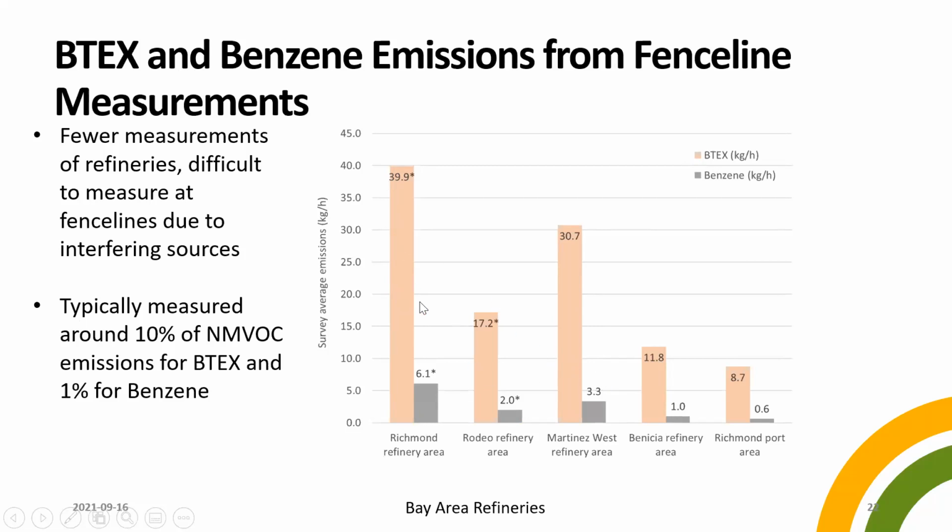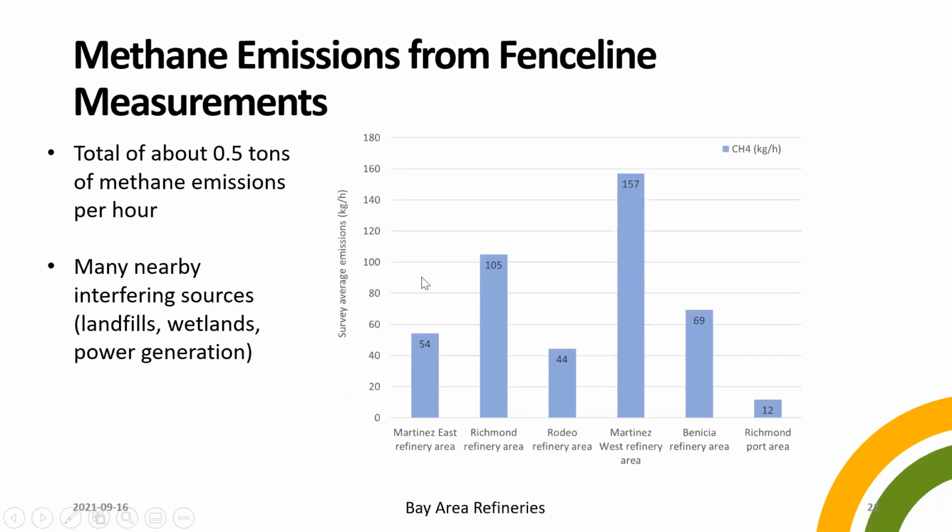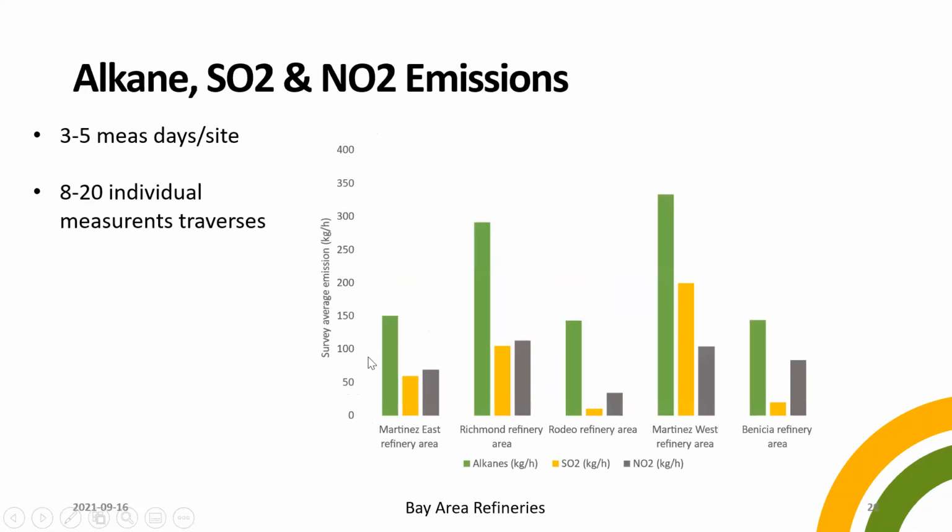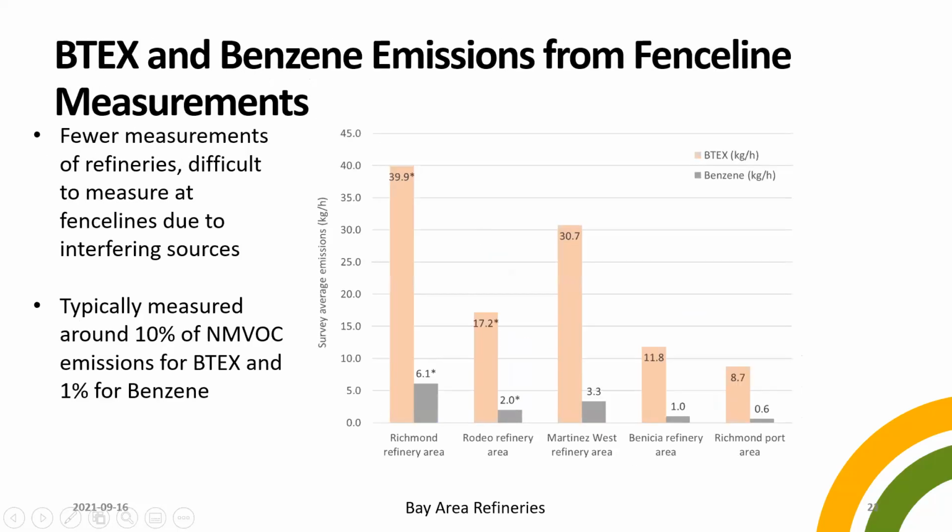If we look at the Richmond refinery here, we can see we have 39 kilos per hour in total of that one, and then we can compare that to about 300 kilos per hour of the alkanes. Typically the BTEX is around 10% of the alkanes. It's usually an order of magnitude smaller, and benzene is basically two orders of magnitude smaller than the alkanes, because it's a small part of the BTEX. Mostly it's toluene and other things.